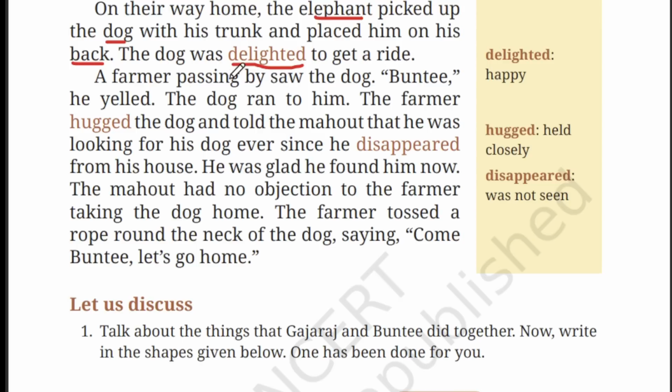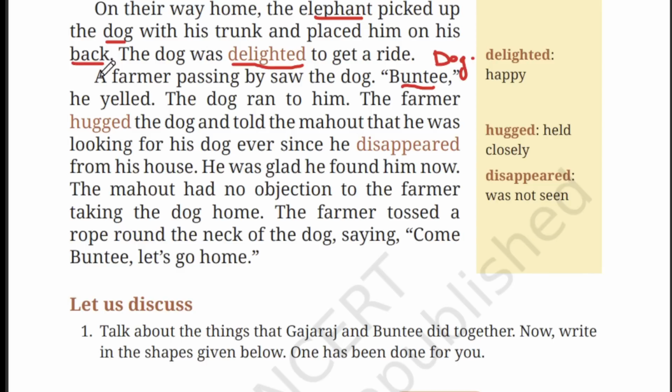A farmer passing by saw the dog. So what happened on the way? A farmer saw the dog, Bunty, and yelled. Here, Bunty is the name of the dog. Okay. The dog ran to him. After seeing the farmer, the dog ran to him. The farmer hugged the dog and told Mahout that he had been looking for his dog ever since he disappeared from his house.